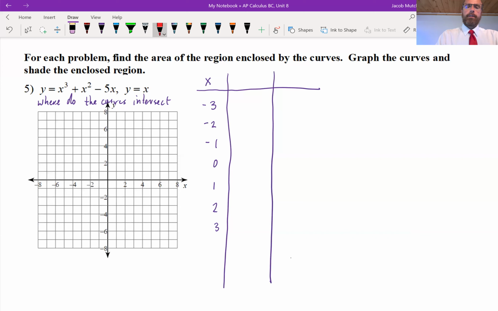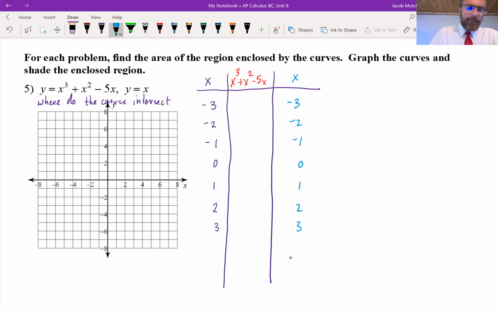So the upper one, well, we don't know yet. So I'm going to just put the first one, x cubed plus x squared minus 5x. And then our second function here, x. That second one we can fill in immediately. The identity function, whatever x is, y is the same. So -3, -2, -1, 0, 1, 2, 3.